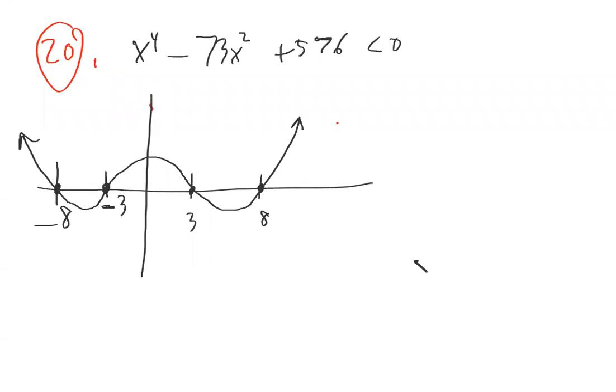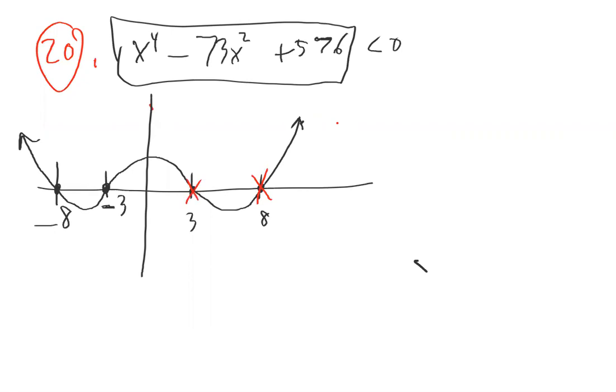And you're supposed to solve this problem by just looking at the graph. So think about what the problem says. The problem states that the graph of this function should be less than 0. So it cannot be equal to 0. So let's cross out the x-intercepts because those are not allowed, because that's equal to 0. So cross those out. They're not allowed.